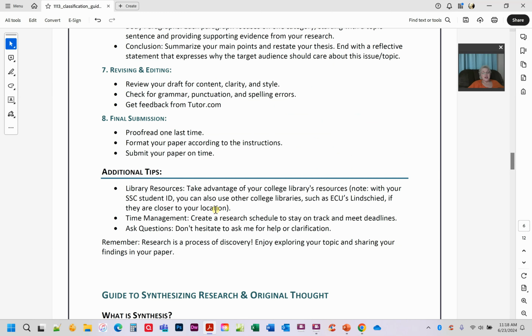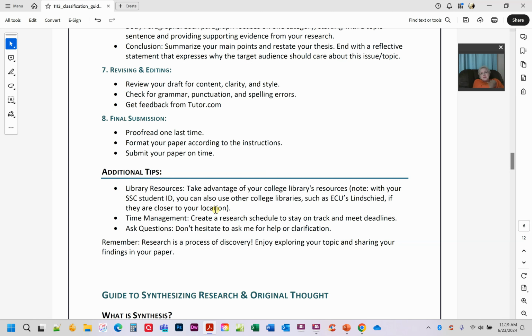Additional tips here: if you have access to a library, take advantage of that library. With your SSC student ID, you can actually get into other college libraries like Linscheid at East Central. So if you live closer to Ada than you do Seminole. Right now, our library is under revamping, and so I'm not even sure if it's open for students to use right now, because they're having to do a lot of redoing. We've hired a new librarian, and they're going in and really changing it up. So you might not be able to actually use our library.